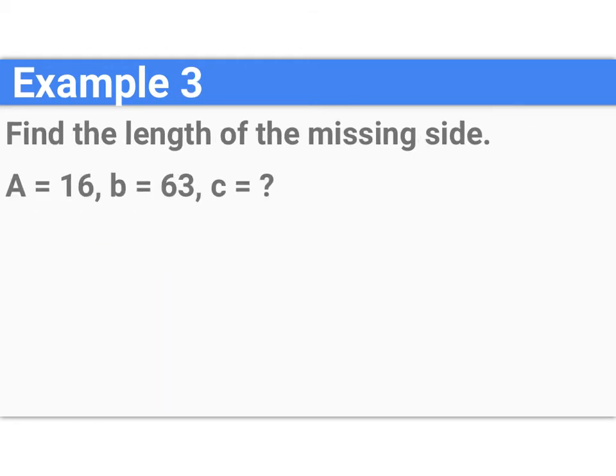Example 3: find the length of the missing side. So this is just a straight plug-in. a squared plus b squared equals c squared. So you've got to substitute using parentheses, so you keep your signs straight.